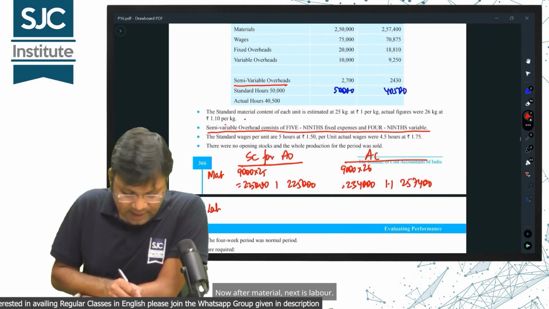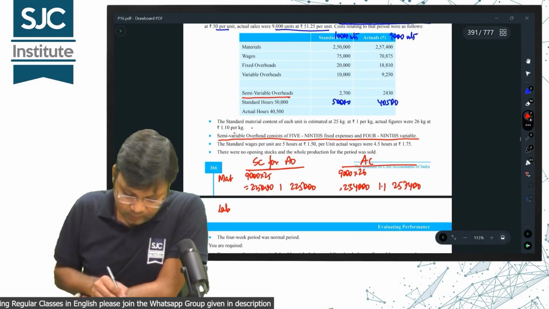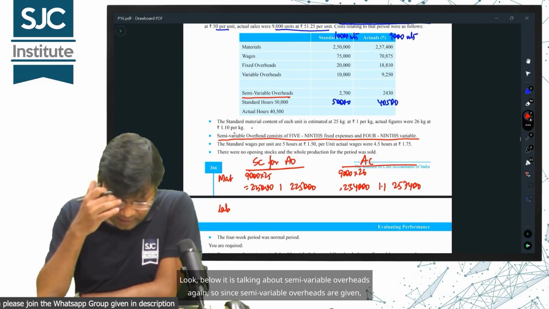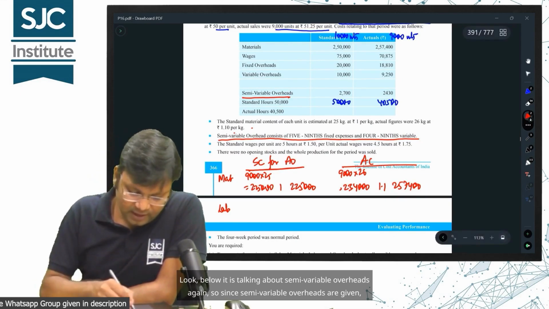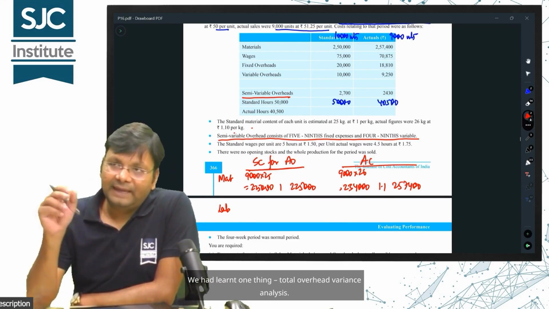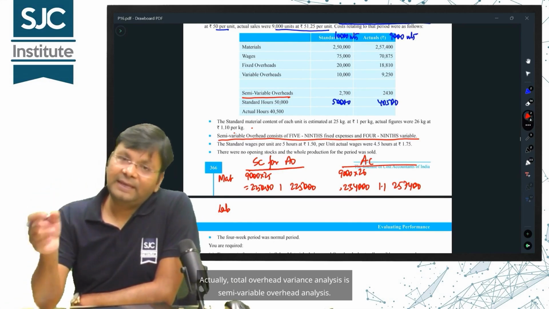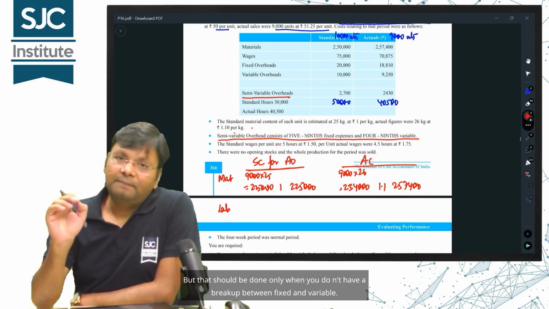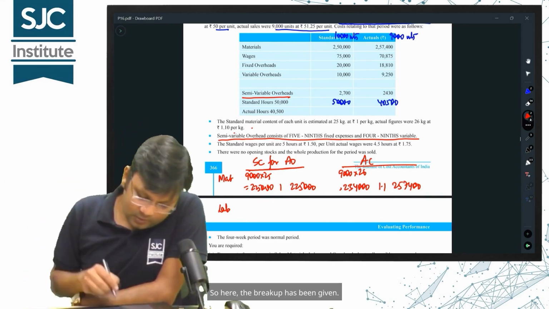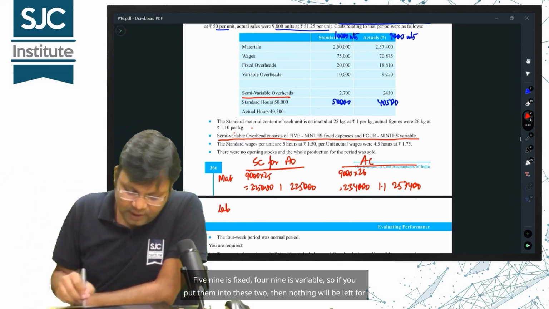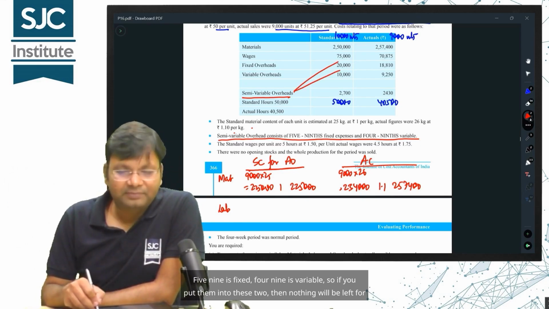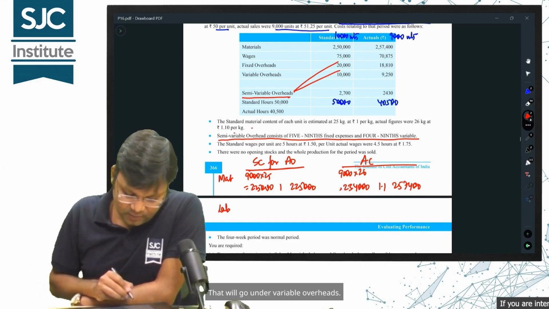Now after material, next is labor. What is it saying about labor? Look, below it is talking about semi-variable overheads again. So since semi-variable overheads are given, there is no separate variance analysis for them. We had learnt one thing, total overhead variance analysis. Actually, total overhead variance analysis is semi-variable overhead analysis. But that should be done only when you don't have a breakup between fixed and variable. So here, the breakup has been given. 5,9 is fixed, 4,9 is variable, so if you put them into these two, then nothing will be left for semi-variable. That will go under variable overheads.